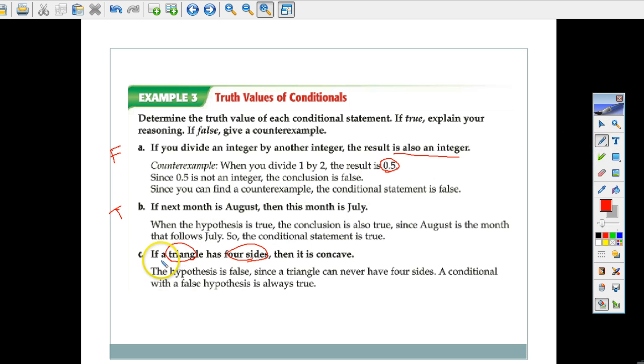Alright, so this is where it's going to get tricky, because you know the hypothesis is false. A triangle can never have four sides. A conditional with a false hypothesis is always true. So this is going to be a true statement because the hypothesis is false. Okay, so when the hypothesis is false, it's always going to be true.